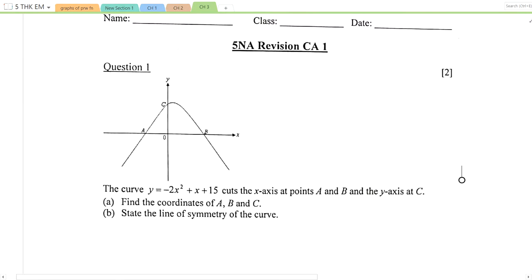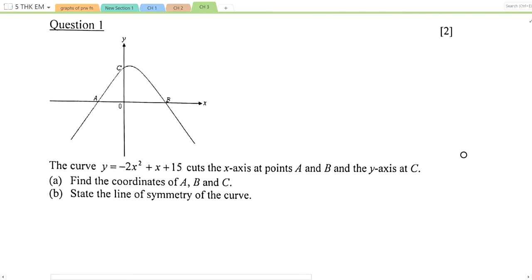Okay, come pay attention. This is going to be useful for your test. So it cuts the x-axis at A and B and then the y-axis at C. Find the coordinates of A, B and C. Coordinates. So I need an x and a y coordinate. Which one do you want to find first? A, B or C? Choose, come on, quickly. C, okay, let's find C first.